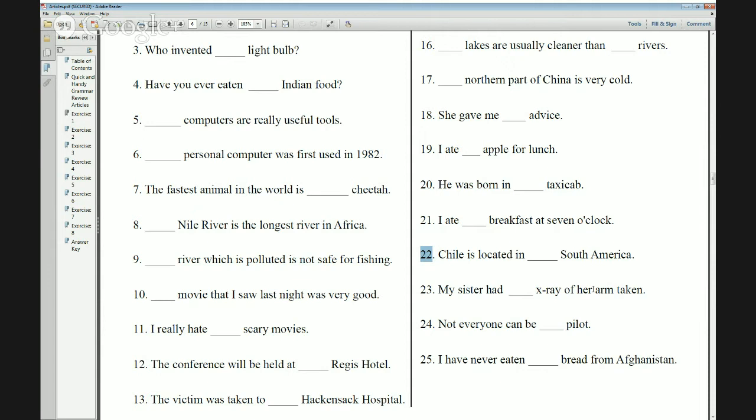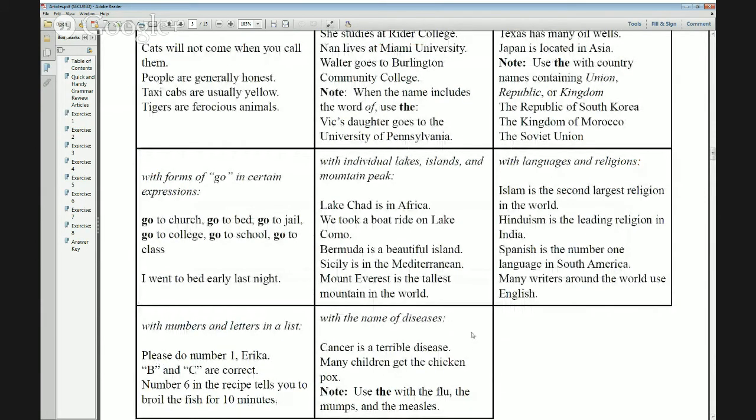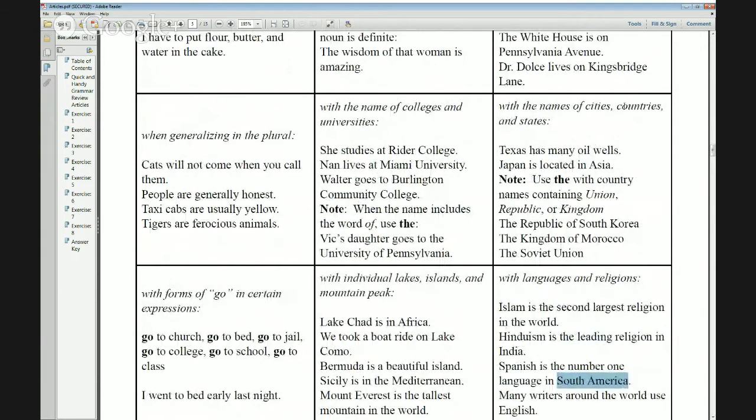Does anyone disagree? I think it's no article. But I can't explain why. Okay, let's have a look. Just to this. Xenia, find me the use of countries. Can you see it anywhere? In South America. Yeah, without article. You see here? Without. So countries, we usually don't have any articles.